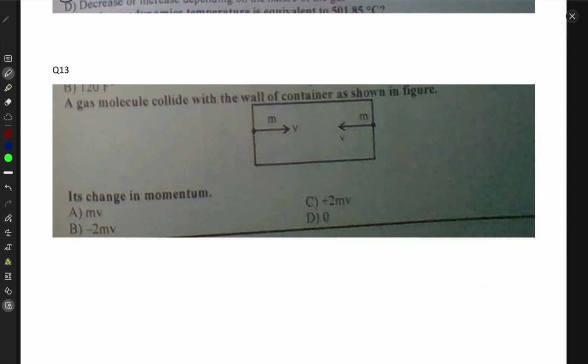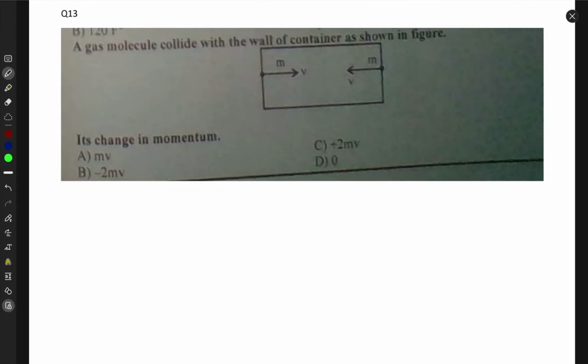With that, let's move on to question number 13. A gas molecule collides with the wall of the container as shown in this figure. So here we have a container. We have these two molecules of gas like this at two ends of the container. They have the same mass m and they have velocities. This one is moving in this direction and this one is in this direction. So both masses of these gas molecules are the same. So let's suppose that I say that this is plus V and this direction is minus V.